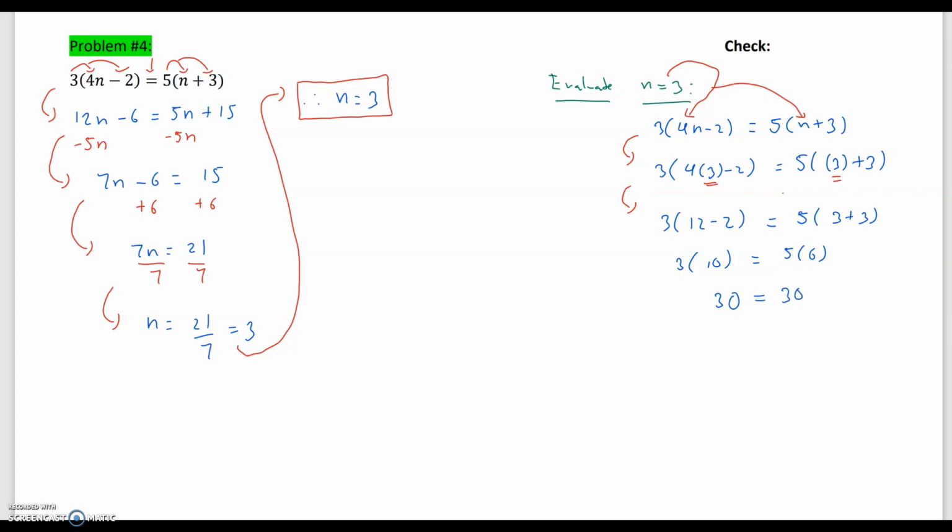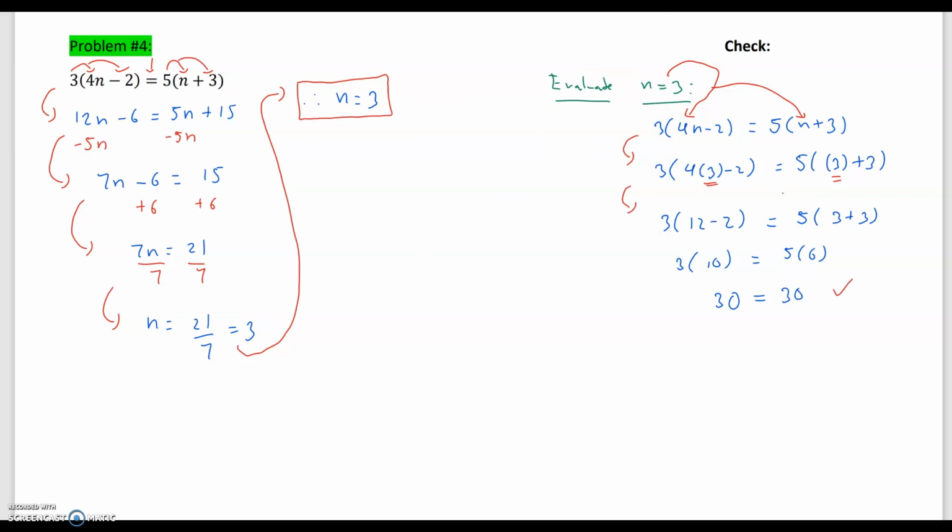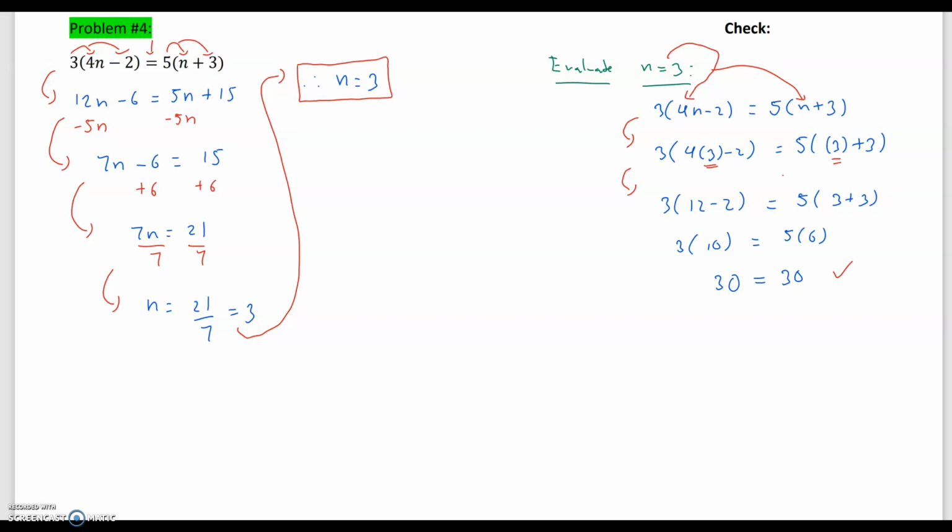In this case, remember that we're looking for an equal statement. The equal statement guarantees that there are no errors and that this equation has a single solution, which is n is equal to 3, and that our solution is correct. That's actually it for problem 4. Let's move into problem 5.